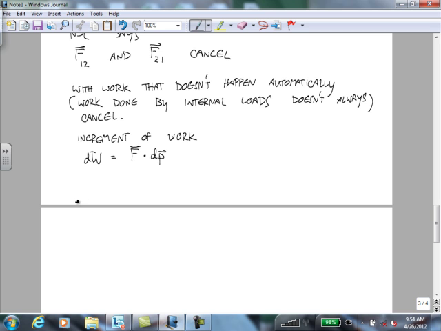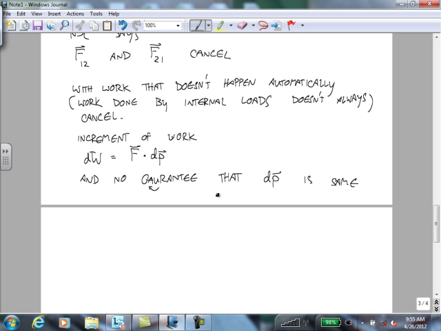And there's no guarantee that the incremental change in position of the two particles is going to be equal and opposite. Or actually, there's no guarantee that this incremental change in position is going to be the same.